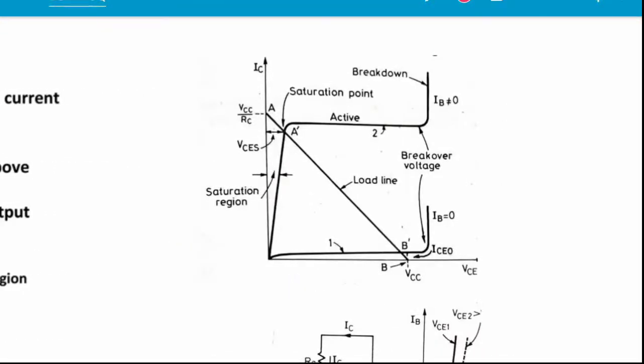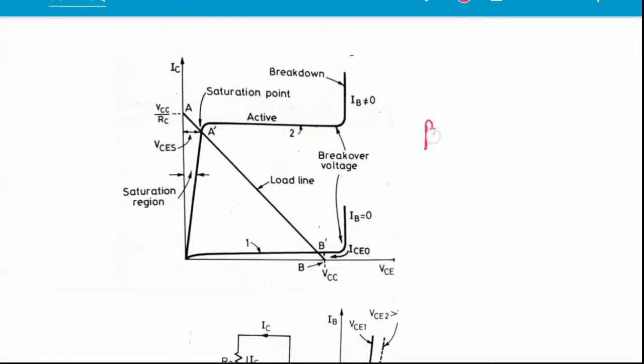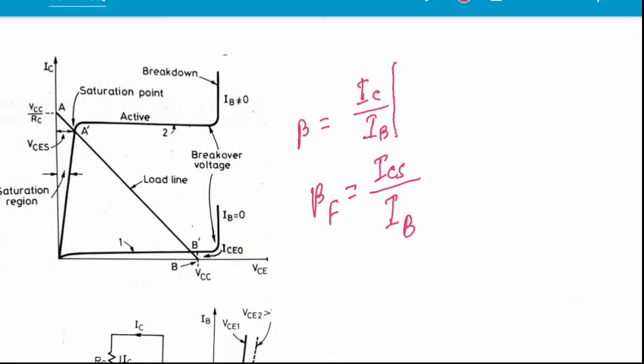This is the output characteristic, and here beta is defined as beta is equal to collector current by base current, and beta F, that is forced current gain, is defined as ICS, that is saturated collector current, by IB. Beta is for operation in the active region, and beta F is for operation in the saturated region.